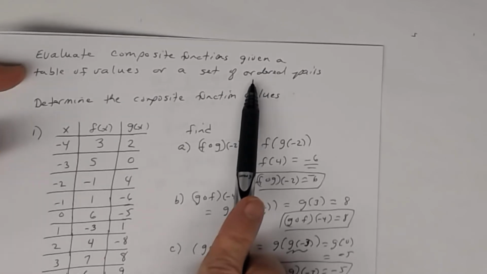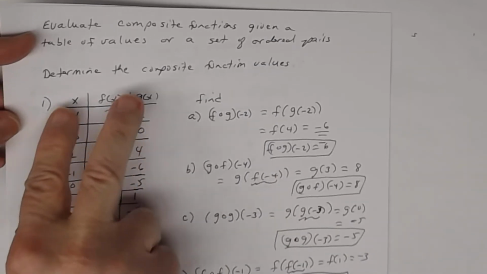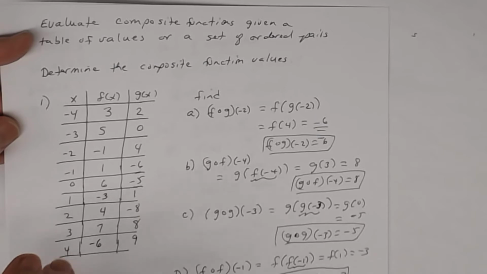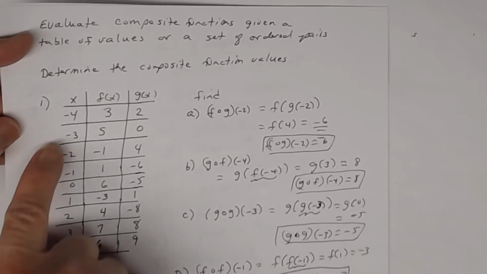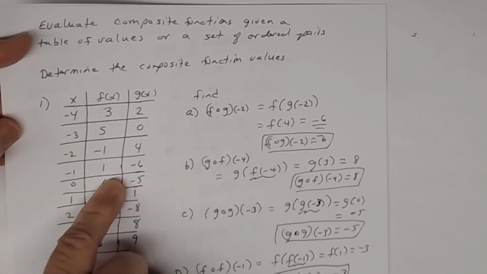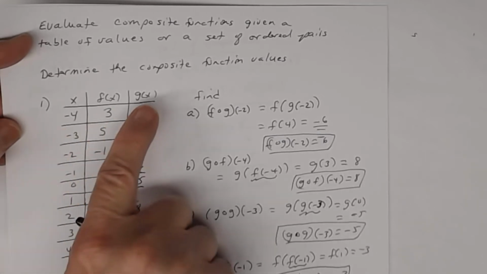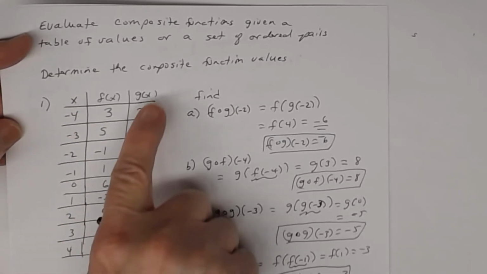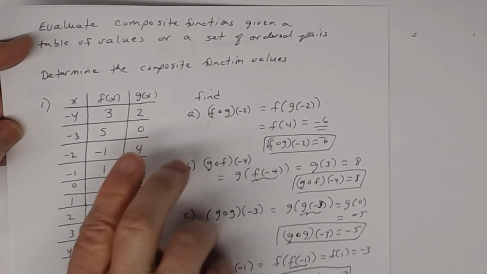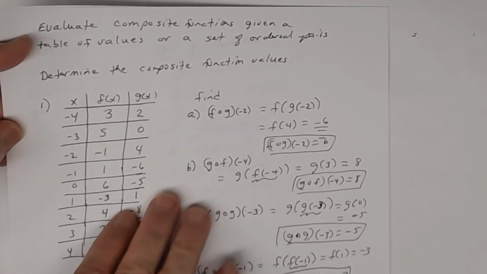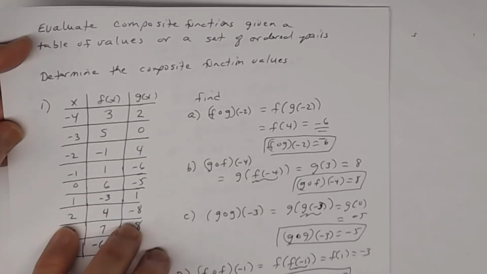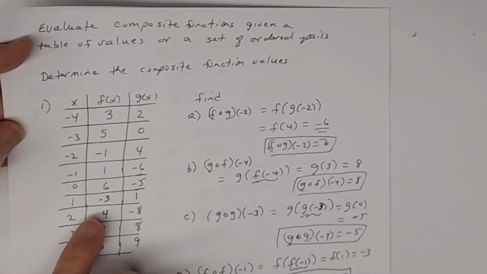Before we look at that, I want you to understand that this table you see here is really a set of ordered pairs. Here's the x, here's the y for my function f. And then for g of x, here's the x coordinate, here's my y coordinate. Technically, this is a set of ordered pairs. It's just written in table form.